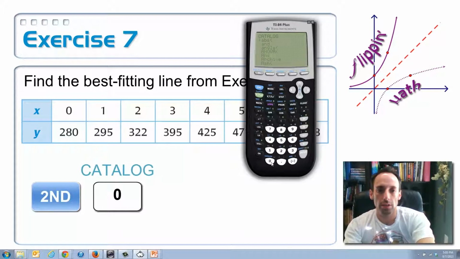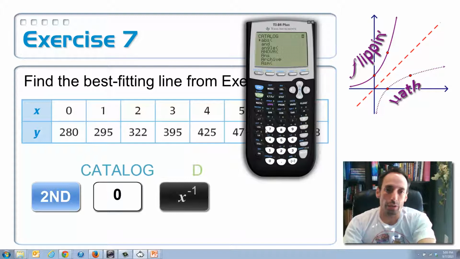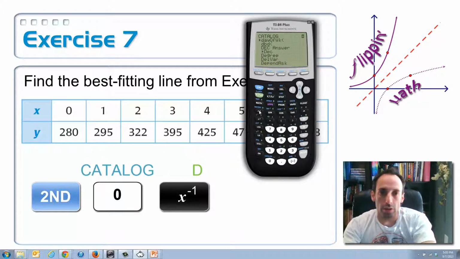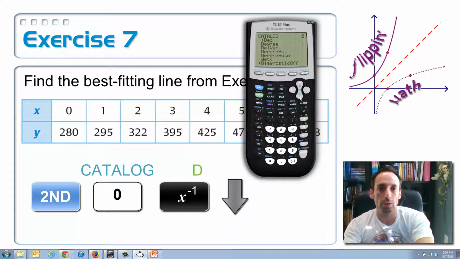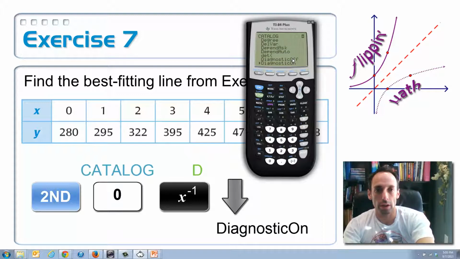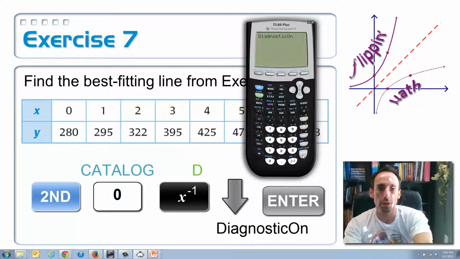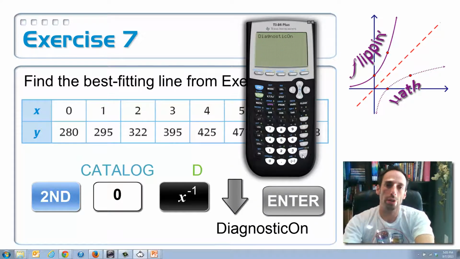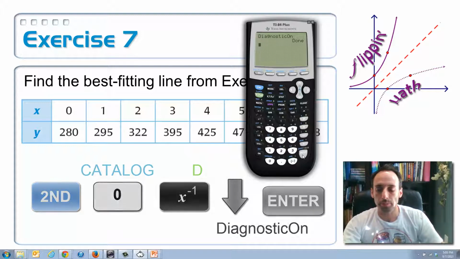So it's second 0. And now this is in alphabetical order, so just type in on the keyboard a D for diagnostic. So if I just hit a D, and then I start scrolling down, and I'm looking for diagnostic on. So I have diagnostic off, the next one is diagnostic on, hit enter, pulls it to the home screen, hit enter one more time, and it'll say done. It doesn't look like it did anything.